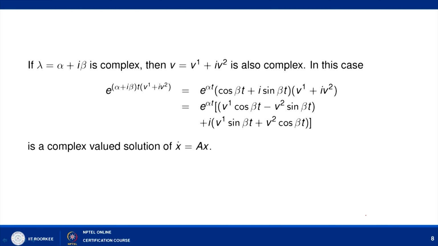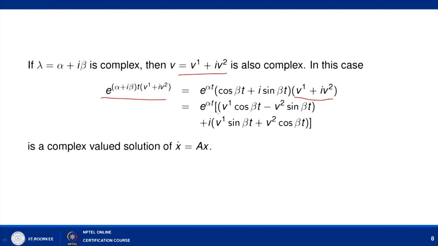Now, consider the case when lambda is a complex eigenvalue. Corresponding to a complex eigenvalue, we have a complex eigenvector, let us say V1 plus i V2, and then we write the solution as e to power alpha plus i beta t into V1 plus i V2. This implies e to power alpha t times cos beta t plus i sin beta t, into V1 plus i V2. Now when you simplify and take out the real and imaginary parts, I can write e to power alpha t times V1 cos beta t minus V2 sin beta t, plus i times V1 sin beta t plus V2 cos beta t.